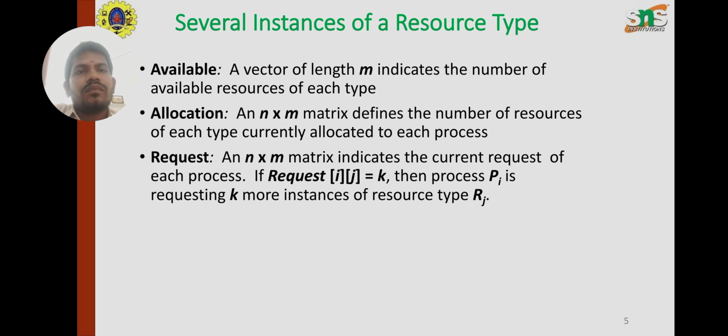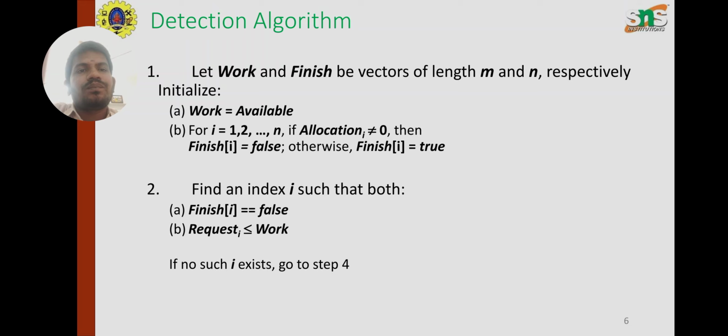Now, several instances of a resource type. We have Available, Allocation and Request records. Available is a vector of length m that indicates the number of available resources of each type. Allocation is an n by m matrix that defines the number of resources of each type currently allocated to each process. Request is an n by m matrix that indicates the current request of each process. If Request[i][j] equals k, then process Pi is requesting k more instances of resource type Rj.